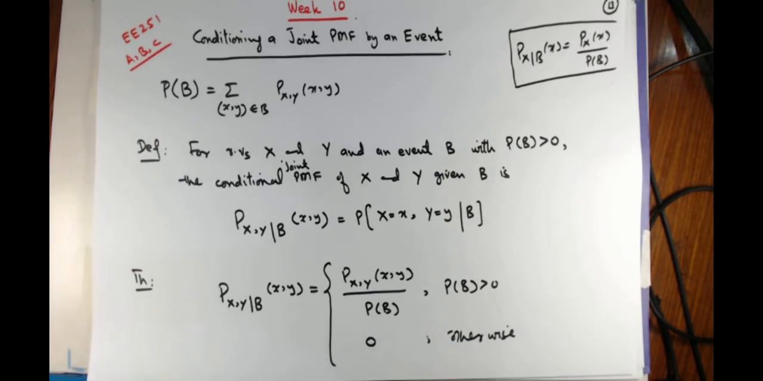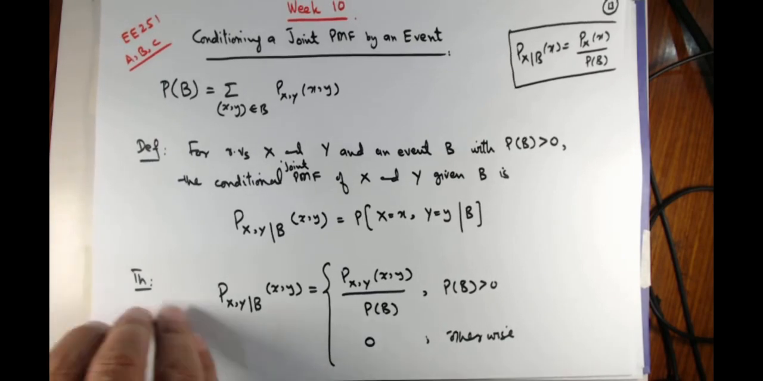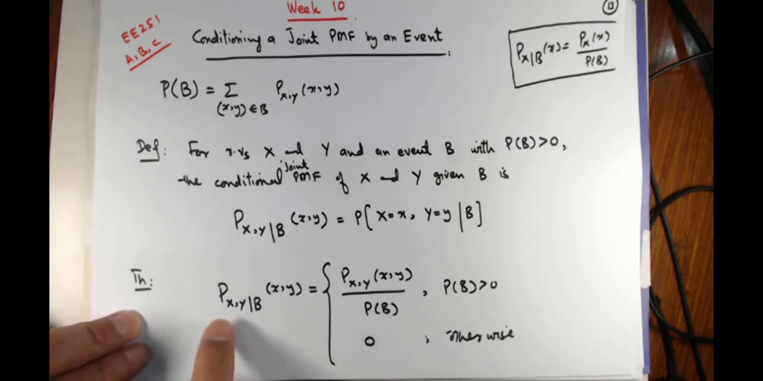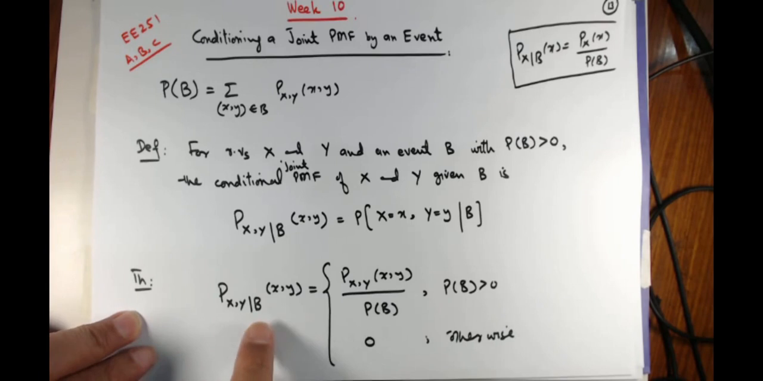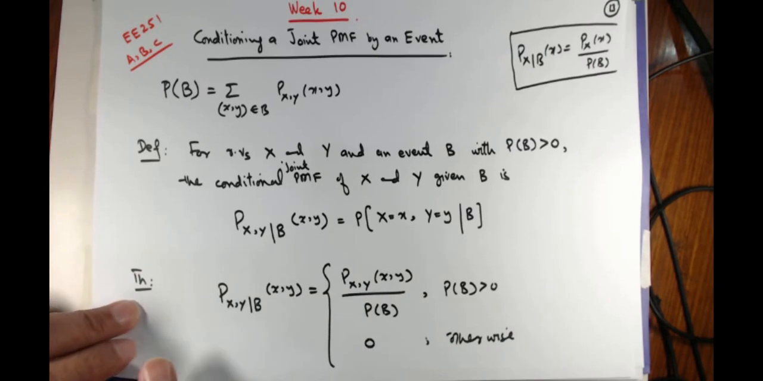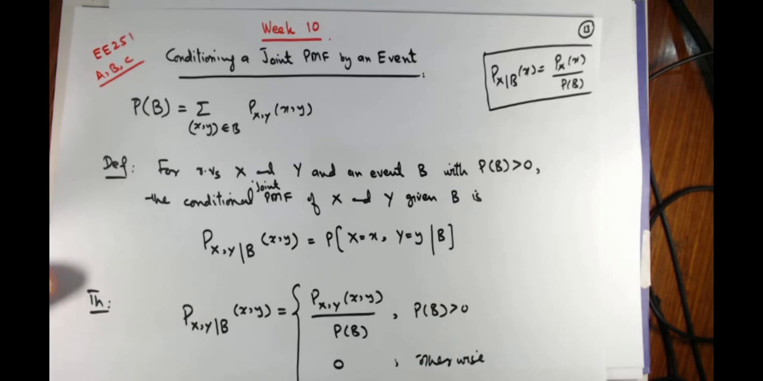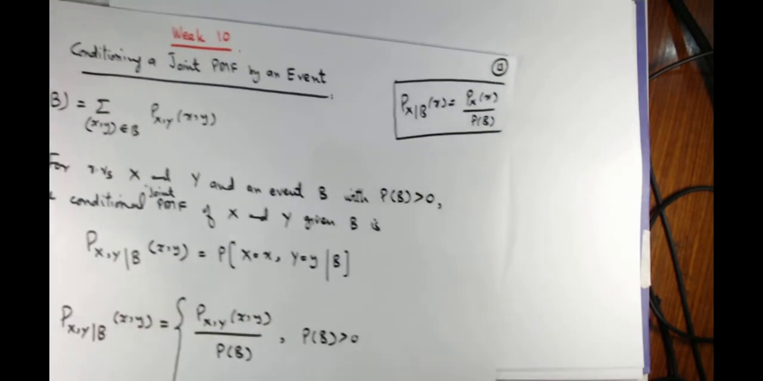We'll move on and solve an example so that you can have a clear understanding of what we mean by conditioning a joint distribution by an event B. B is some set of xy points in the total xy plane of the joint distribution of x and y. We will solve an example.